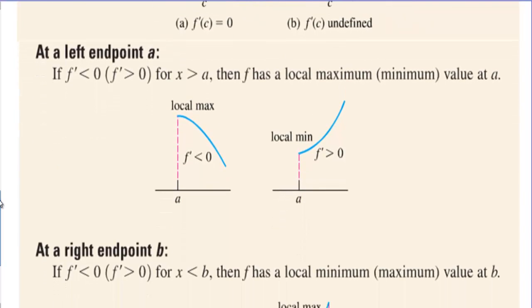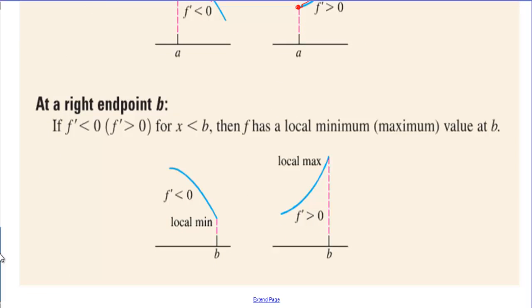At a left endpoint a, if f prime is less than 0 for x greater than a, then f has a local maximum or minimum value at a. So you can have a local max at an endpoint, and you can have a local minimum at an endpoint as well.